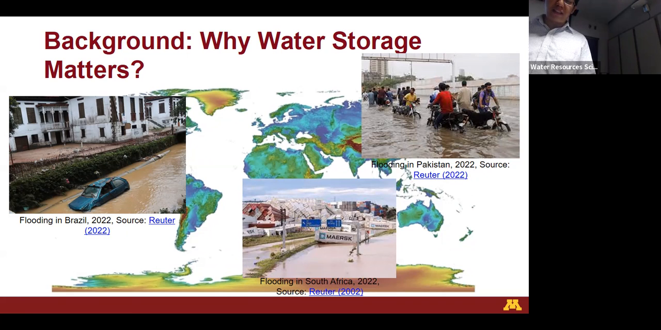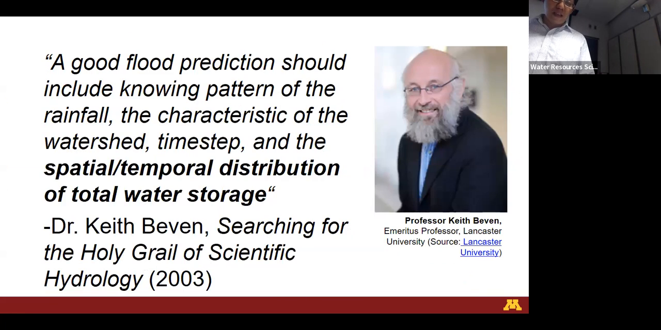Therefore, in order to minimize the casualty and the economic damages of flooding, we need to keep flood data and forecasts available and accountable. We have the potential to improve our existing flood forecasting by understanding the storage-discharge relations. In Dr. Keith Beven's work, the search for the Holy Grail of scientific hydrology, he has stated that a good flood prediction should include knowing the pattern of not only rainfall, the characteristics of the watershed, the time step, but also the spatial-temporal distribution of the total water storage within a watershed.